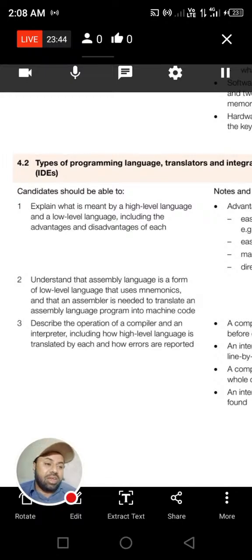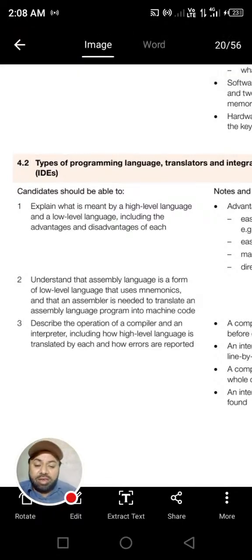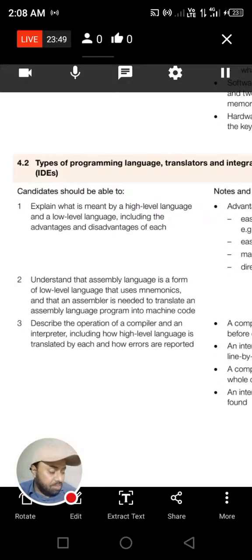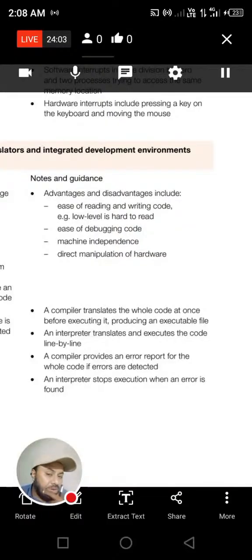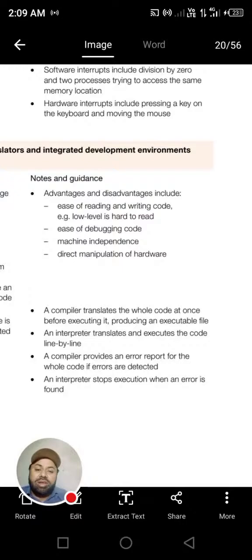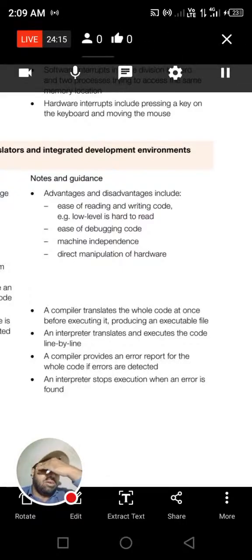A high-level language corresponds to human language and resembles it closely, like C++, Java, and Python. We will see its advantages and disadvantages, which include ease of reading and writing code. For a high-level language, it is very easy to read, just like writing code in Python, because it is very similar to sentences, very understandable, and resembles English as well. Low-level is hard to read because it is binary. Ease of debugging code, machine independence, and direct manipulation of hardware are also factors.